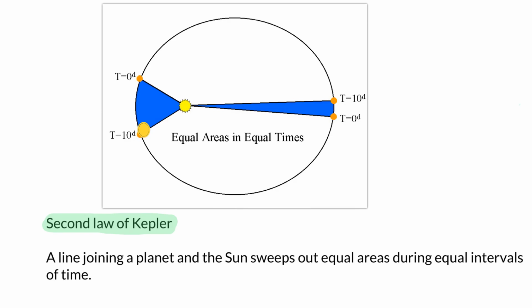Once again I am reading out this statement: a line joining a planet and the sun sweeps out equal areas during equal intervals of time. So that is equal areas in equal time. This is the second law of Kepler's planetary motion. Now we move towards the third law.